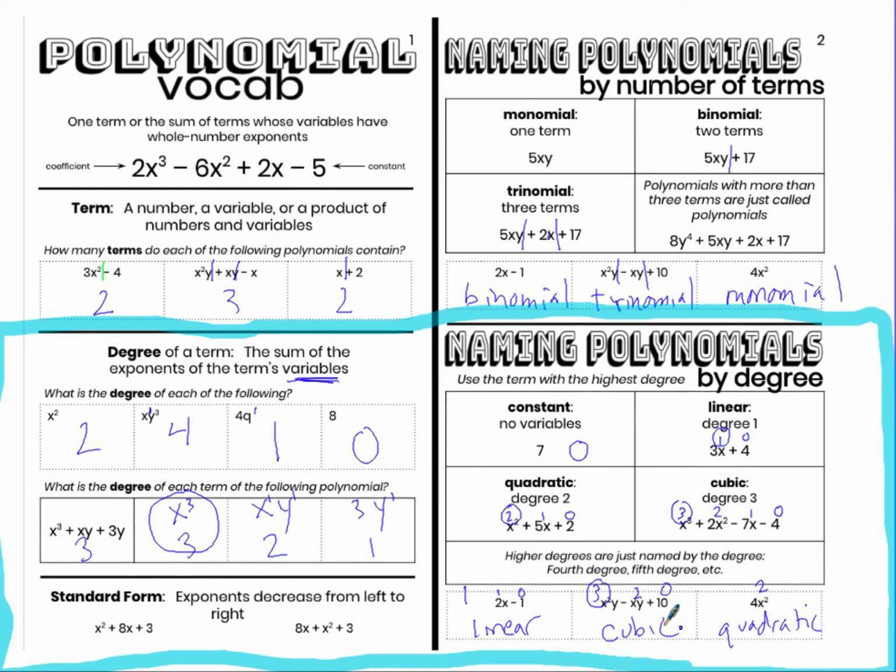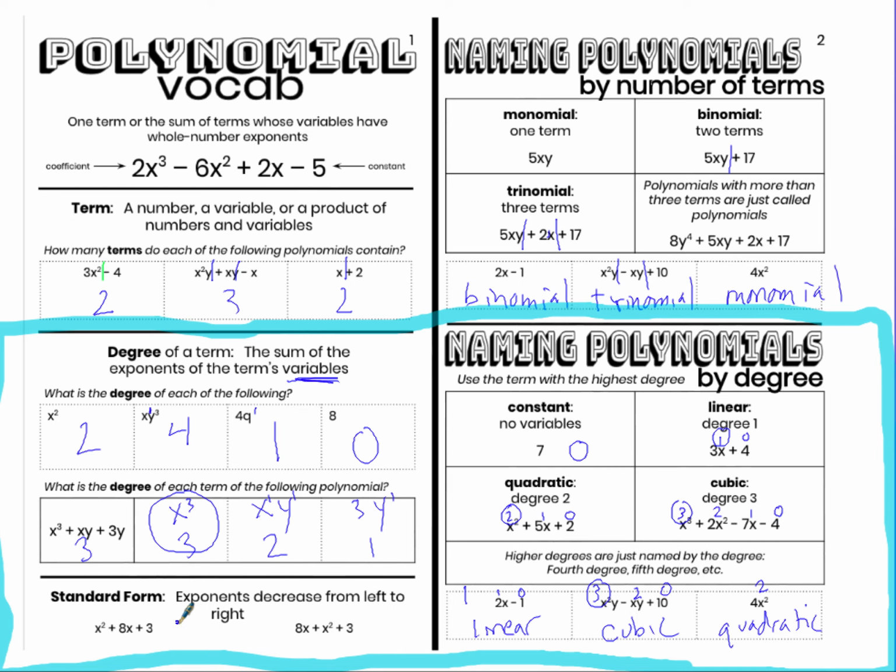So for all of our examples, we have the same examples here. We could call them by both names. So 2x minus 1 is a linear binomial. X squared y minus xy plus 10 is a cubic trinomial. And then 4x squared is a quadratic monomial, where we put this naming term first, although it doesn't really matter, just because this is an adjective and then these are nouns.